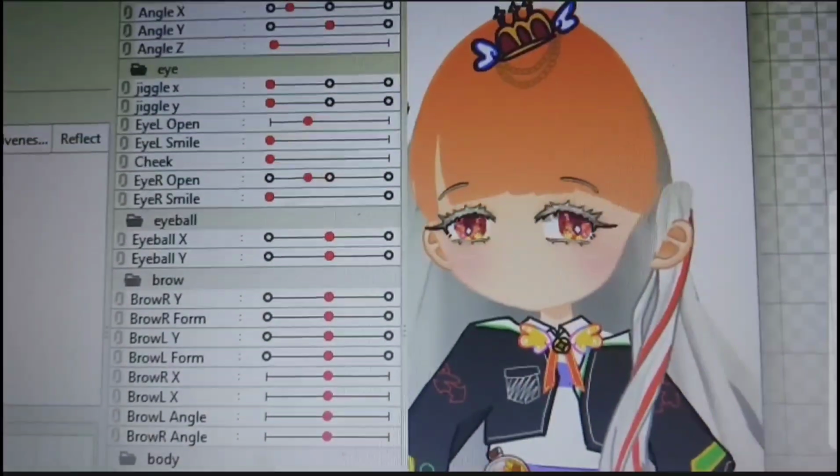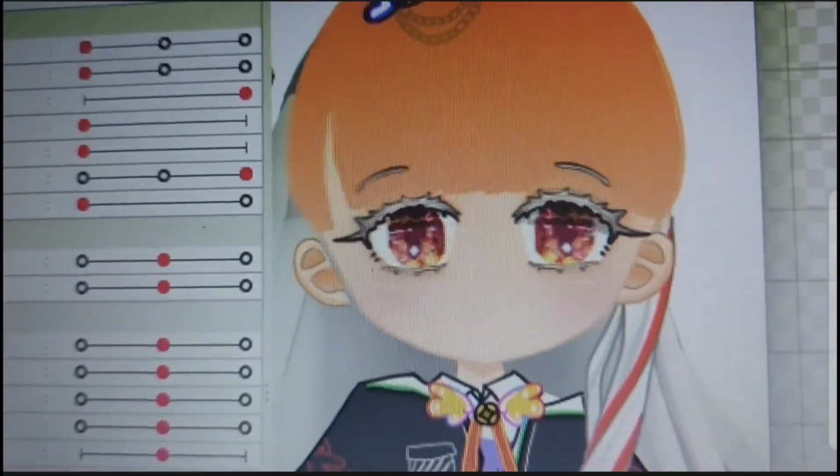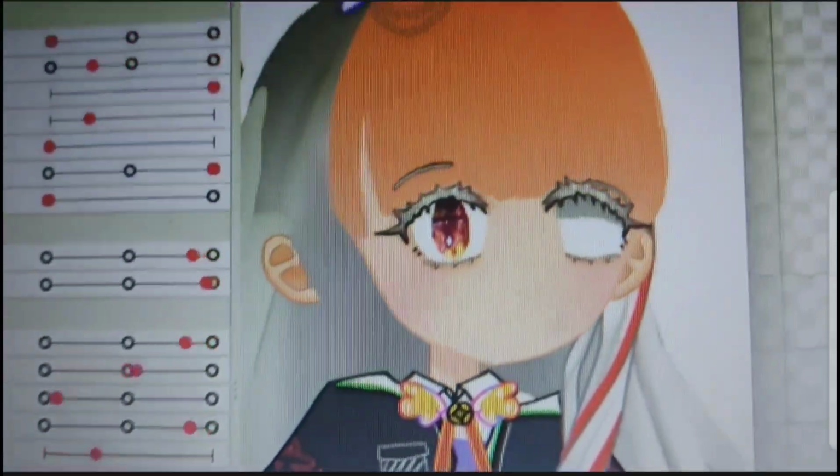At least I figured out what the problem was. It was double clipping. So just be careful when you're clipping something. Make sure it's not double clipping.